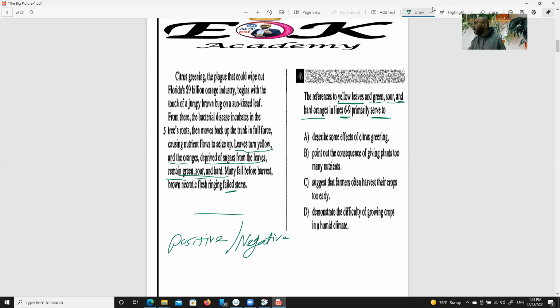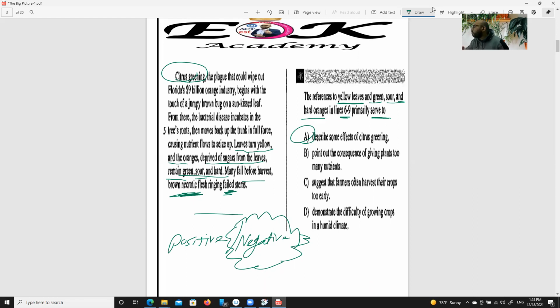So you've got to ask yourself one question. Do we talk about something positive or negative? Positive effect or negative effect? Of course, negative effect. See? Necrotic, fall before harvest, failed. So that tells it is negative. So we are talking about effect. So we describe some effects of citrus greening. Yes, that is correct, no doubt.